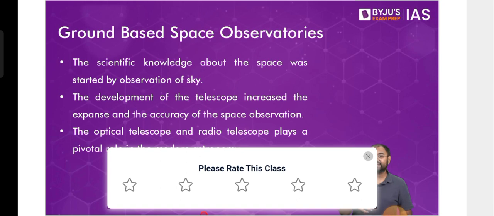Now, to understand space technology and how observations are made, first we have to understand the various ways in which we make observations. There are two basic ways in which we define the observations that we make. One is called ground-based observation, and the second is called space-based observation. When we say ground-based observation, it means that we are sitting on the ground and making the observations. That's why this is called ground-based observation.